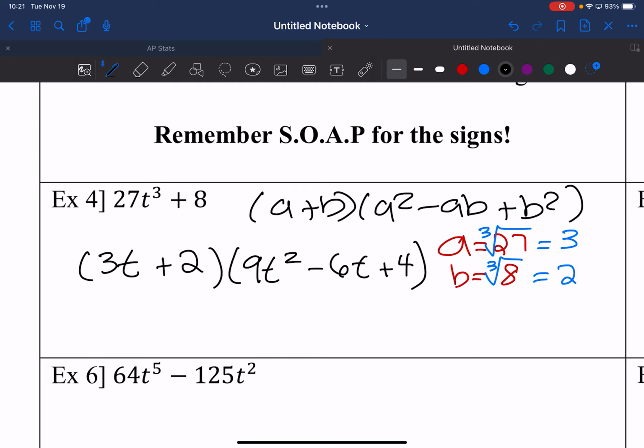So what about the 4, with that plus 4? Yes, because it's b squared. What is b? Couldn't you just put 2 squared? You could put 2 squared, but 2 squared can reduce to 4. That's why we put 4. Okay, good. That's my answer. Good questions here. We got 3 more.